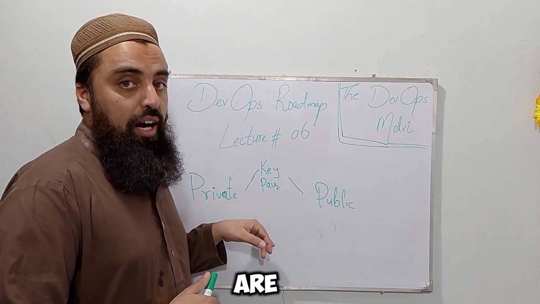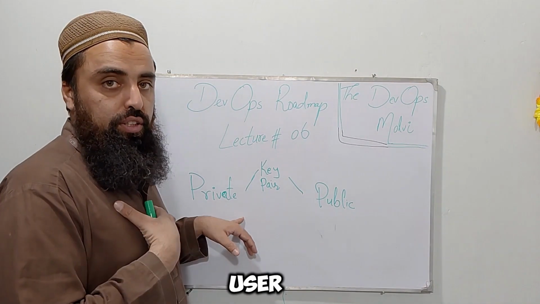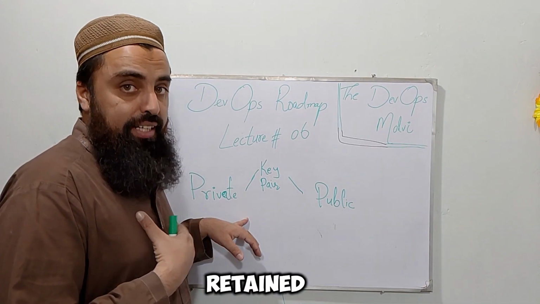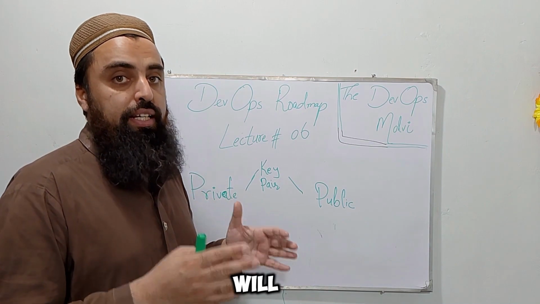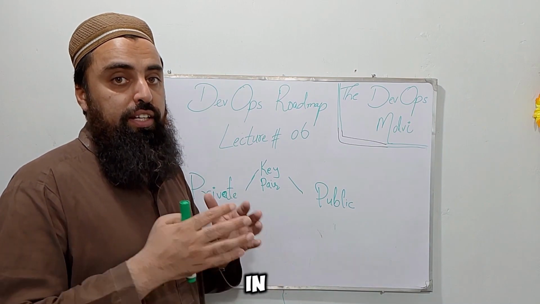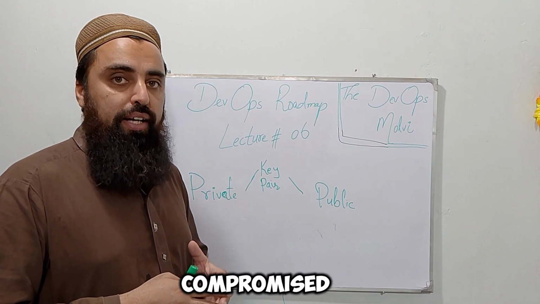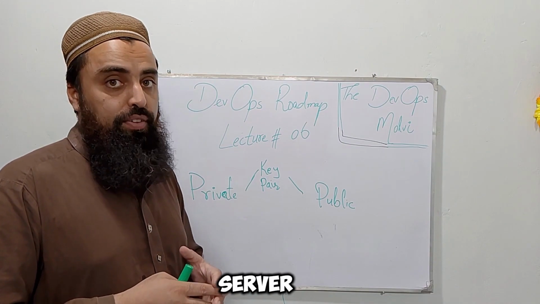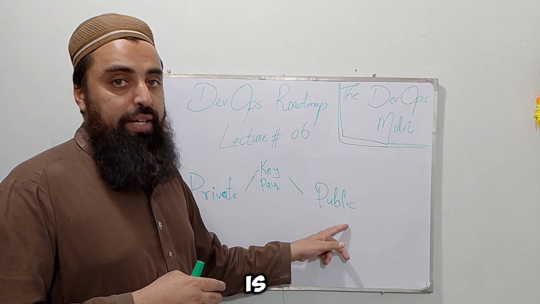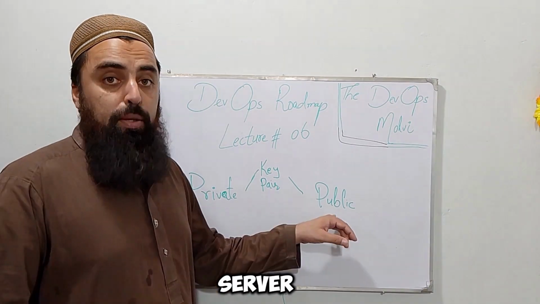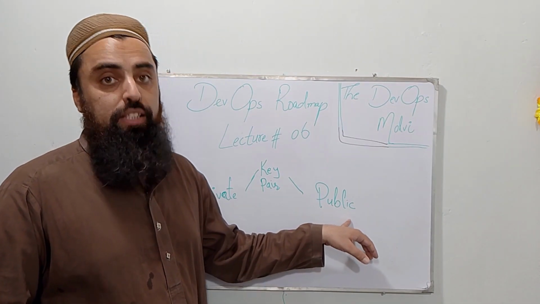Both keys are different. The private key is owned by me, the user. The private key is retained by the client, a user like me or you. You will keep the private key in a secure place, because if your private key gets compromised, it means that your server is going to be compromised too. The public key is placed on the remote server. The public key can be shared publicly, but I would not recommend sharing it publicly.